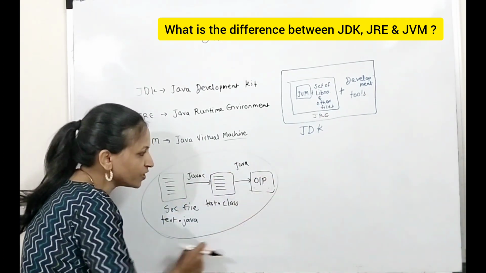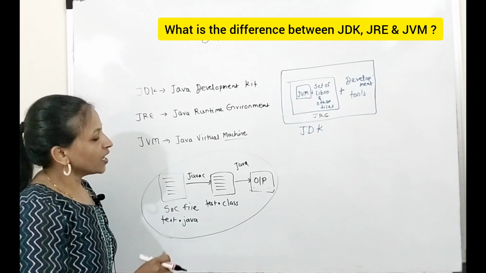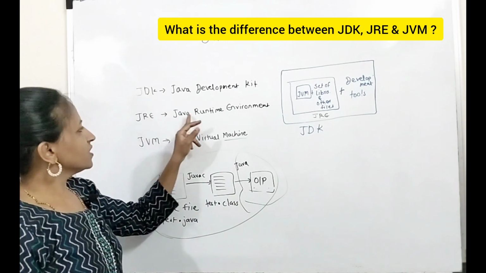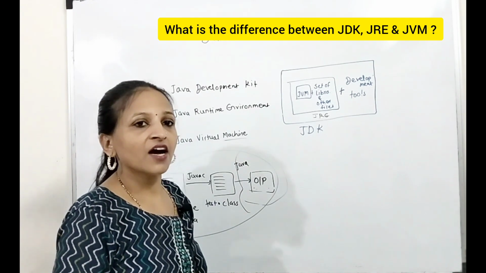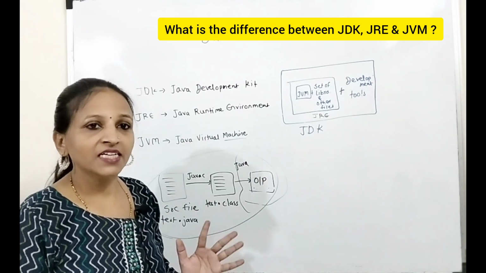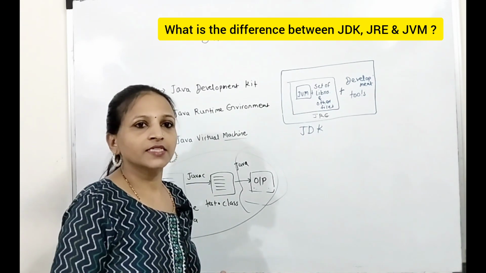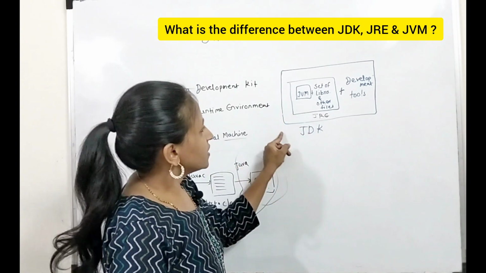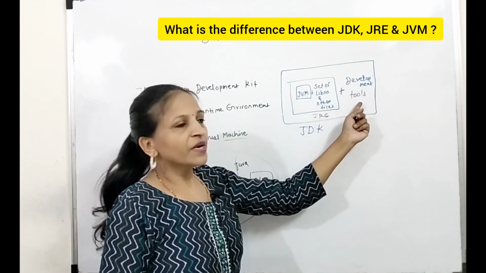If you want to do everything written here, then you need JDK. If you want to only execute your Java program, then you need JRE. JDK as well as JRE both have one important component, that is nothing but JVM. Now JVM is an interpreter that is responsible to execute a .class file. That's it. Now in this diagram again I have explained. See, this is a JDK. JDK means it has JRE internally and some development tools.